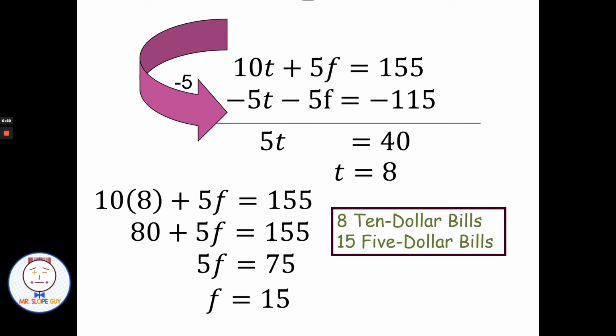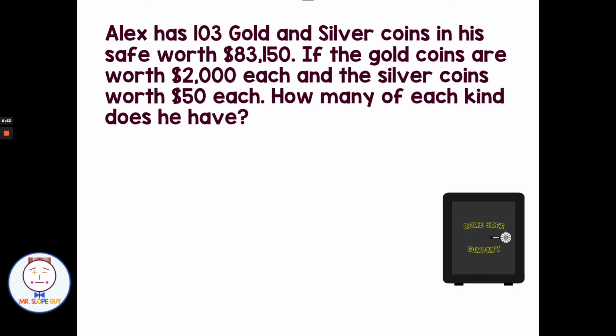All right, last example. Let's look at Alex. Good old Alex has 103 gold and silver coins in his safe worth $83,150. If the gold coins are worth $2,000 each and the silver coins are worth $50 each, how many of each kind does he have? And this one works well for both types of equations we're talking about. That won't always work. Sometimes there could be two value equations, sometimes two counting equations. But in this case, we're going to do the same counting and value equations we did on the other two.